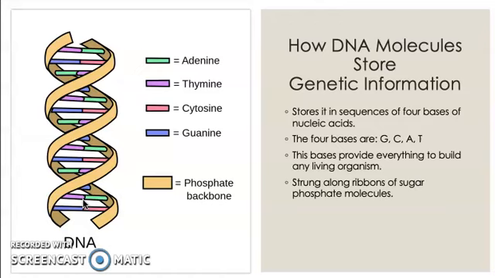So lastly, how DNA molecules store genetic information. DNA stores biological information in sequences of 4 bases of nucleic acids. The 4 bases are G, C, A, and T. The G stands for guanine, C stands for cytosine, A stands for adenine, and T stands for thymine.